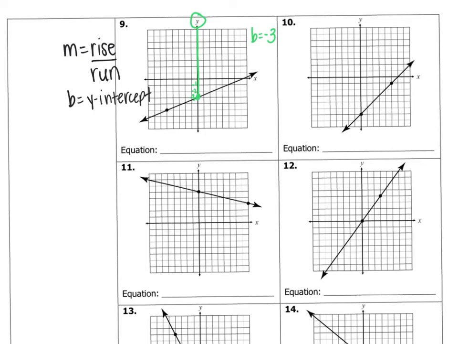And then we need to find our slope. To find our slope, we need to count from one point to the other. So I'm going to count from this point to the second point on my graph. And I'm going to count rise. So I'm going to go up 1, 2. And then I'm going to run 1, 2, 3, 4, 5. So my slope is m equals 2 over 5.